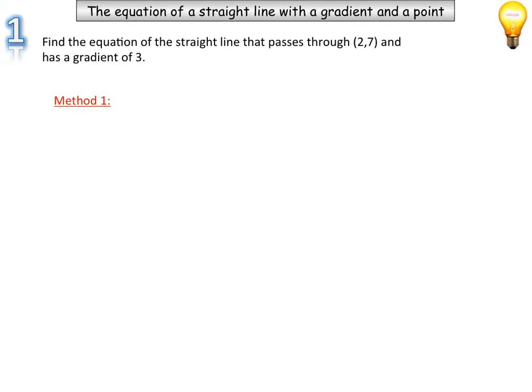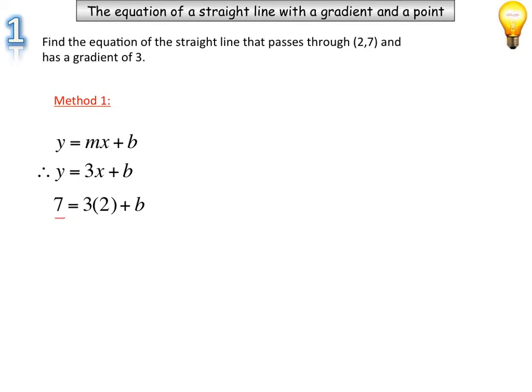So there are actually two ways we can do this. The first way will be using our y equals mx plus b form, so I'll show you that one first. If the equation is y equals mx plus b, m is 3, my x value is 2, my y value is 7. Because that's the gradient, it's going to be y equals 3x plus b. Now I'm going to substitute this point into my equation and try to find out what b is.